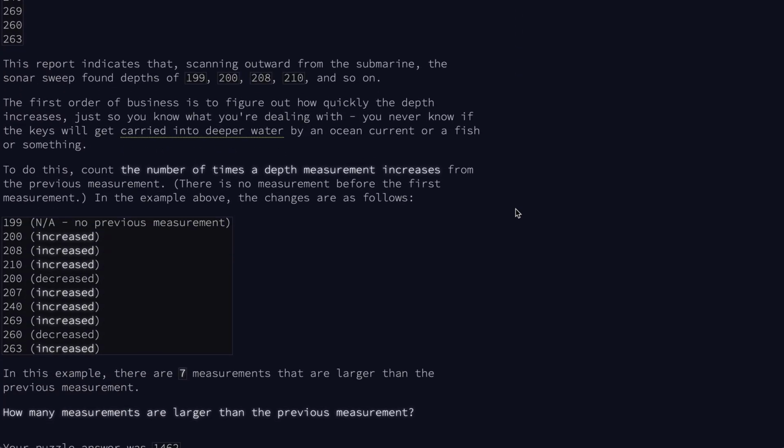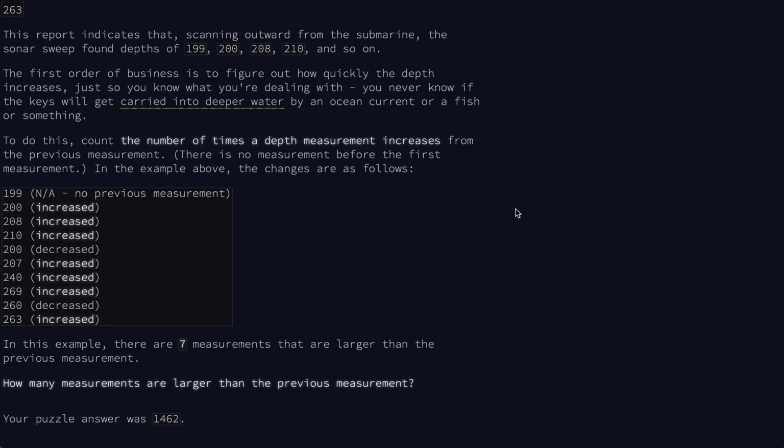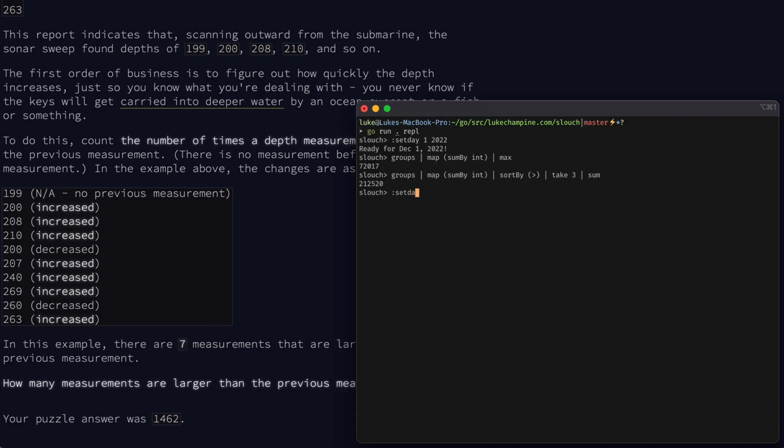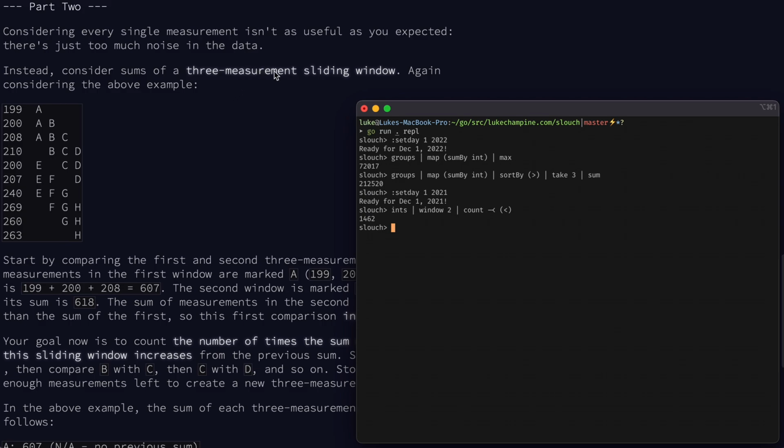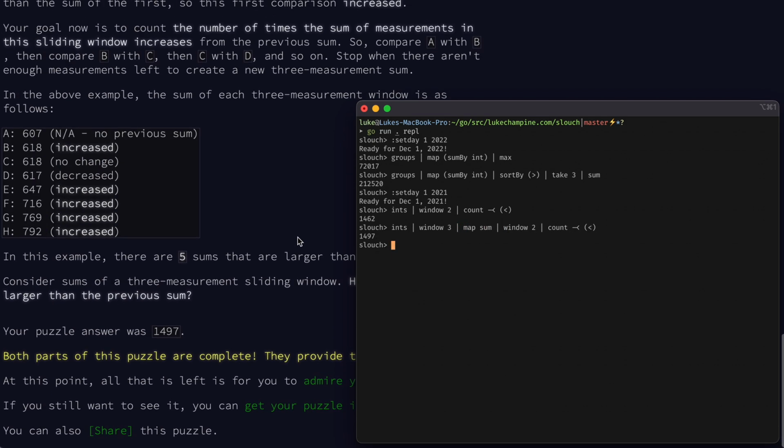Okay, so count the number of times the depth measurement increases. Okay, so this one, we take a window of two. Okay. Then consider sums of a three measurement sliding window. So we just do window three to start and then sum each of those. Okay, done.